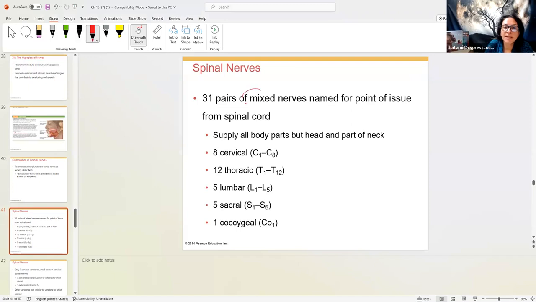And these are mixed nerves, which means they carry both sensory and motor information. So all of these spinal nerves, whether cervical, lumbar or thoracic spinal nerves, are mixed nerves.